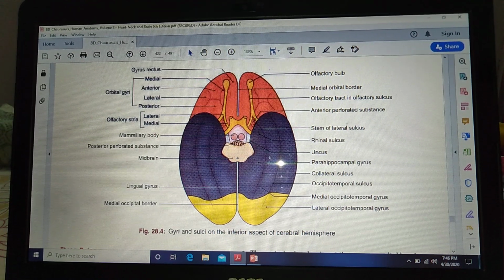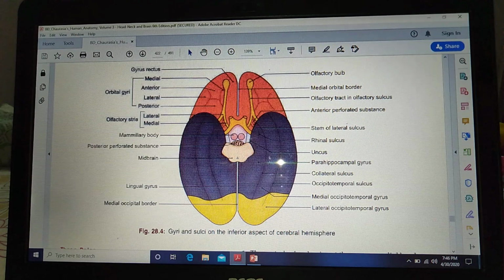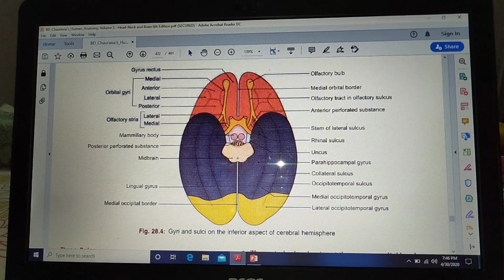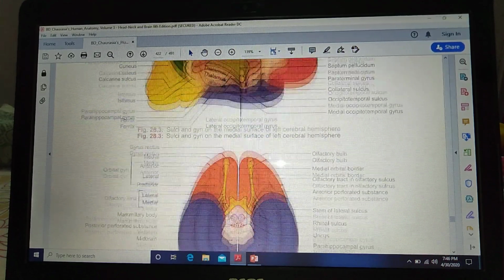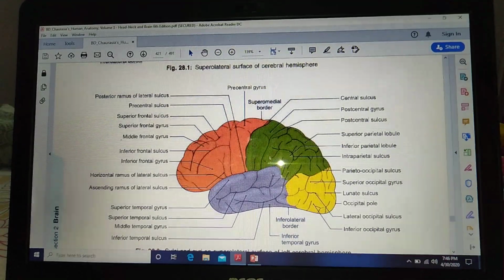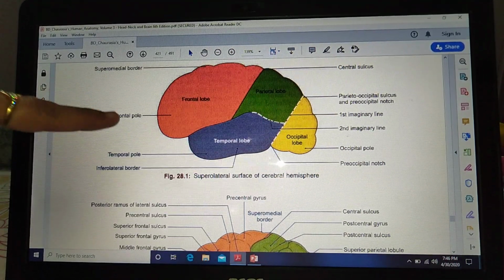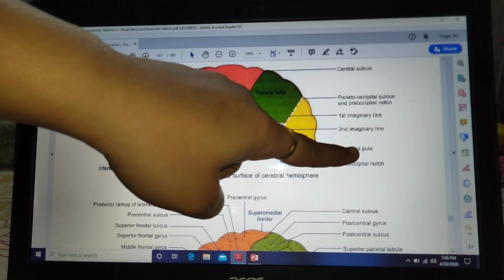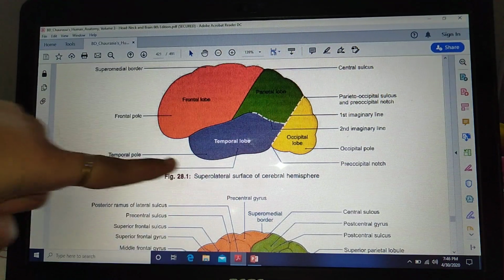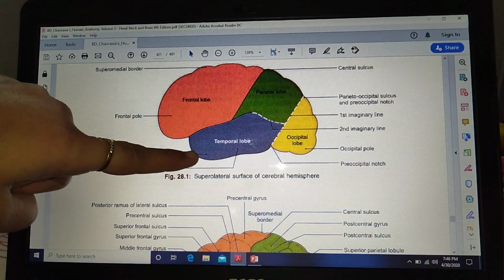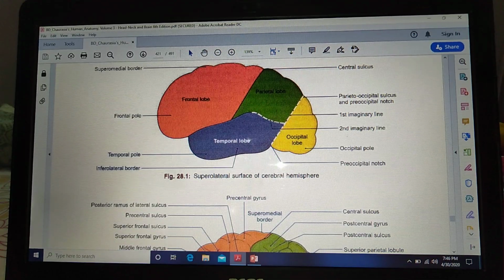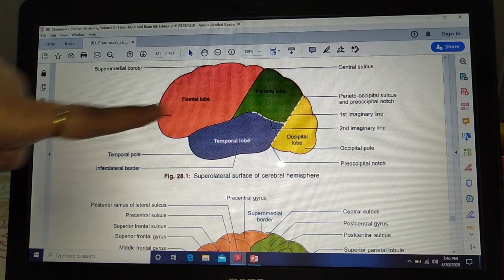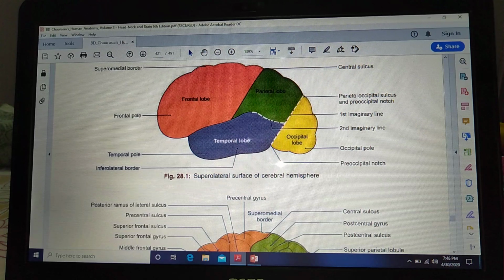Next is the poles. There are three poles, right, that you can see in the previous diagram. Here you can see there is a frontal pole anteriorly, right? You have an occipital pole at the posterior end, and this is the temporal pole that you can see here. Temporal pole at the anterior end of the temporal lobe. Okay, so these three are the poles: frontal, occipital and temporal poles, right?